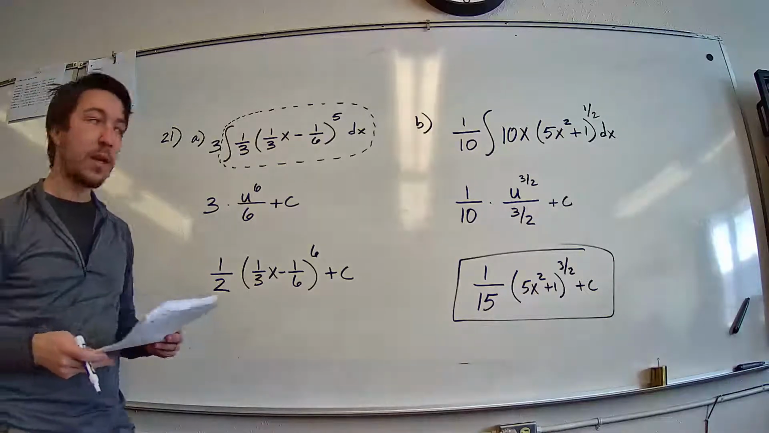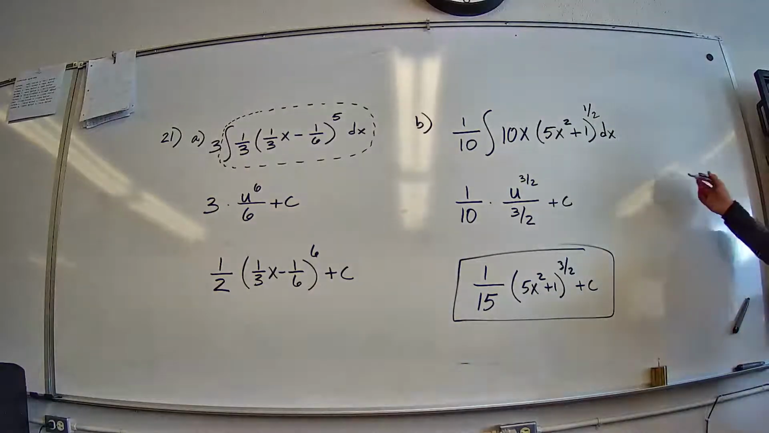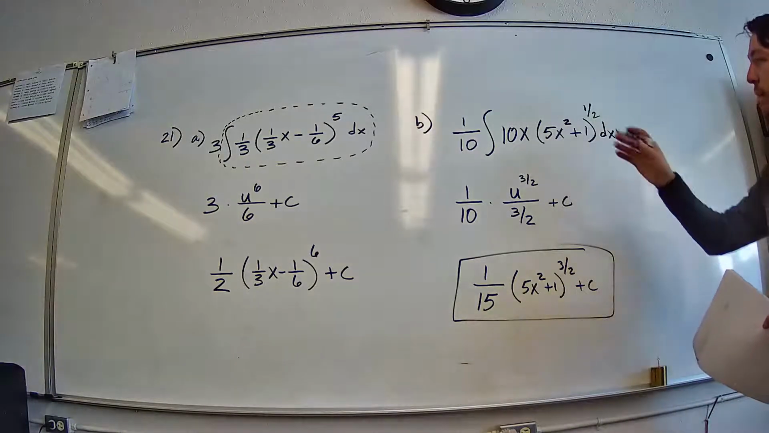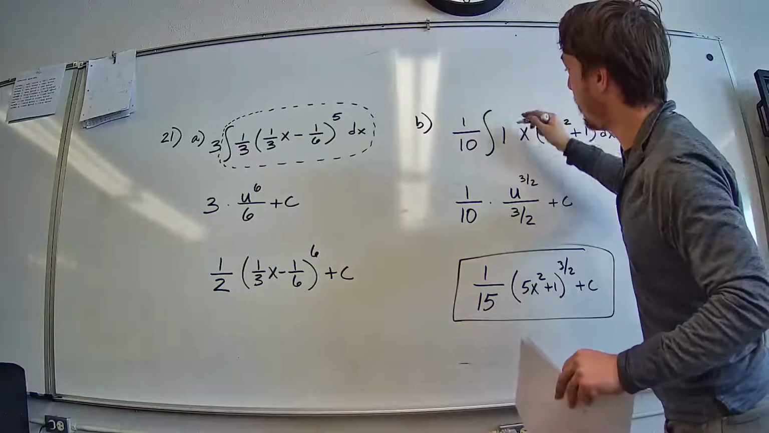But if the X wasn't there, then it would work. That's a great one to check on the computer. Where did the 10 come from? It's the derivative of 5x squared. Why did I put a 10?